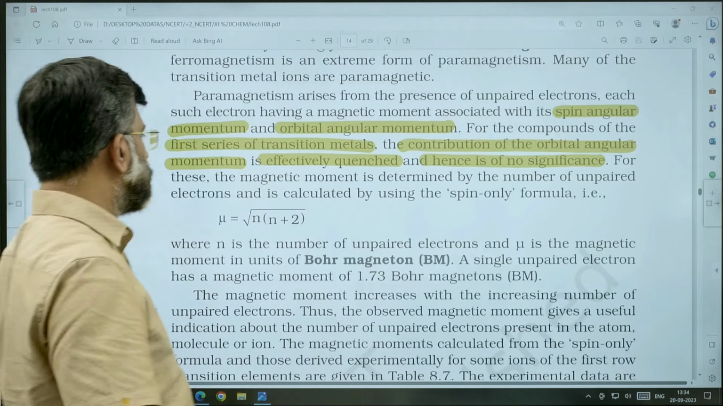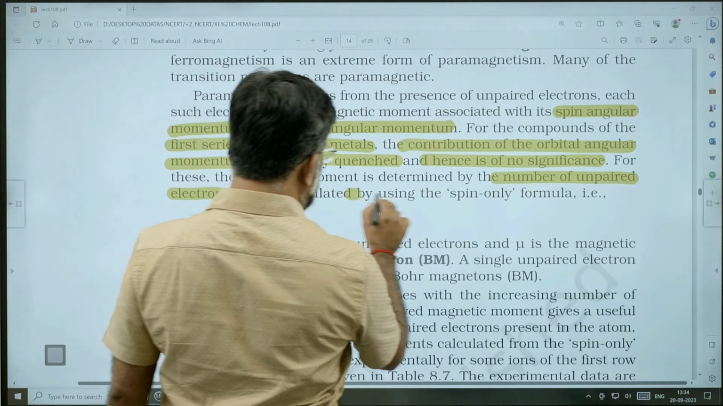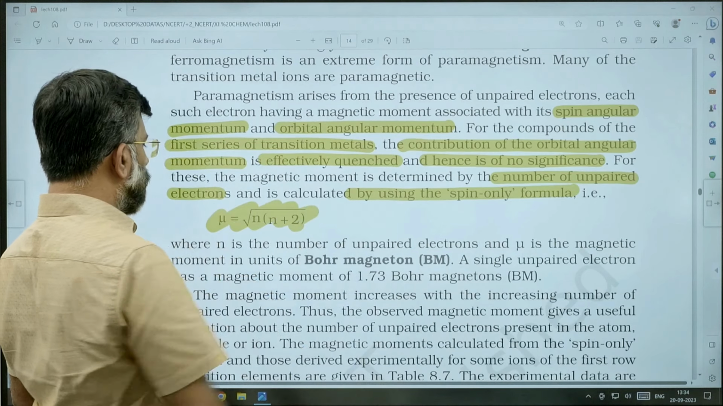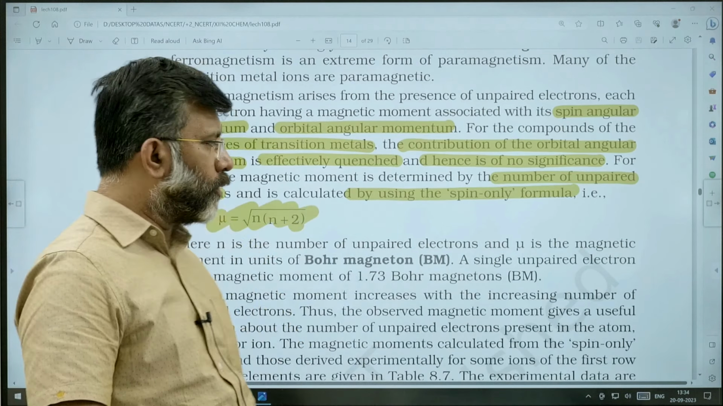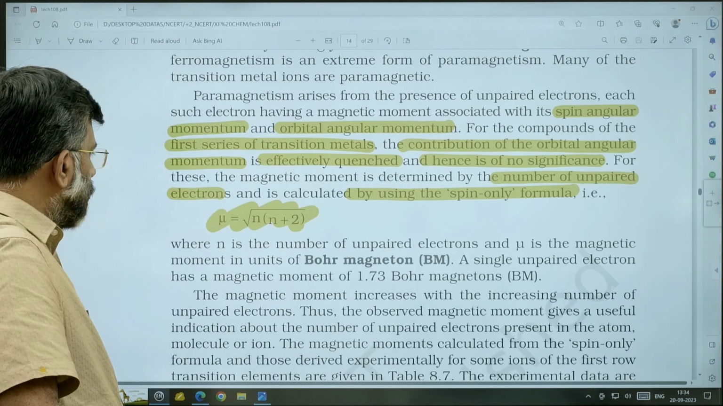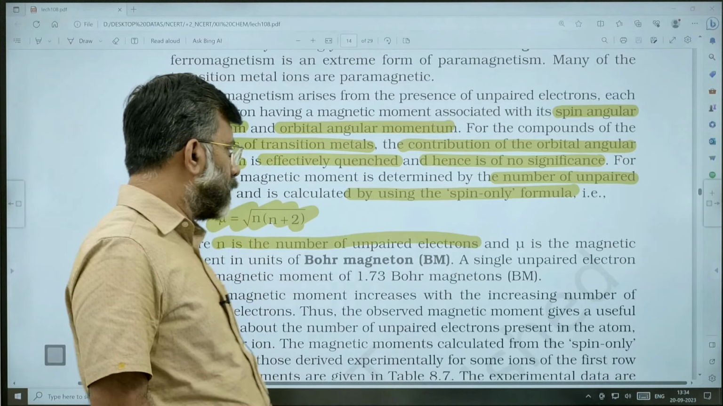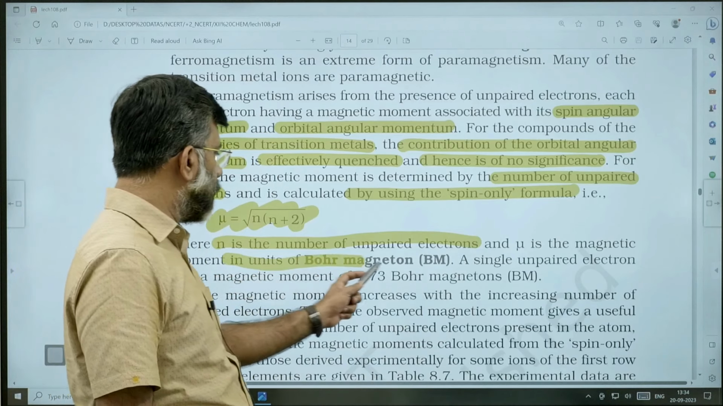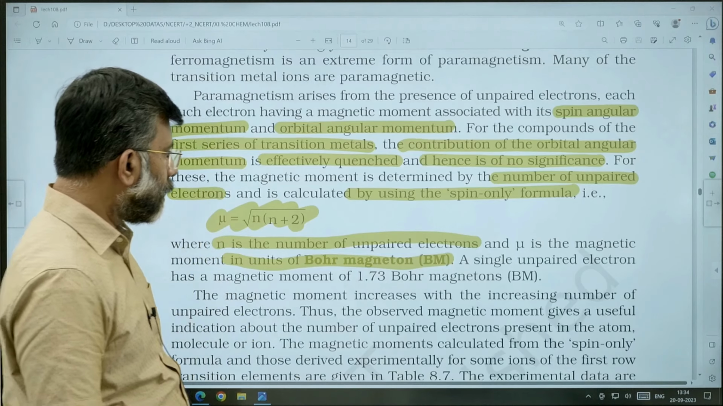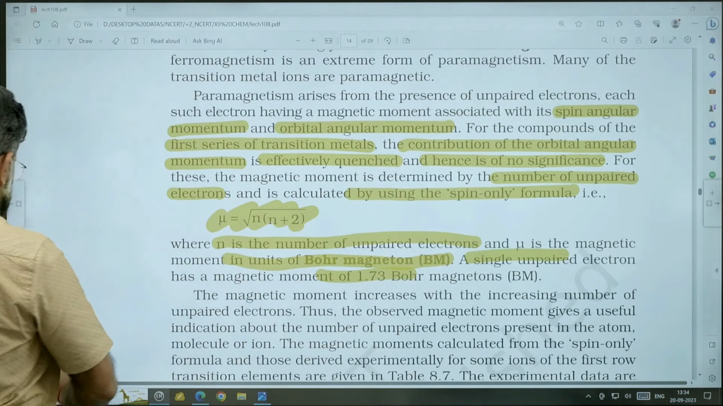It is determined by the number of unpaired electrons, calculated by the spin-only formula. This is called the spin-only formula: mu equals root of n into n plus 2, where n is the number of unpaired electrons and mu is the magnetic moment in Bohr magneton. A single unpaired electron will have a magnetic moment of 1.73 Bohr magneton.